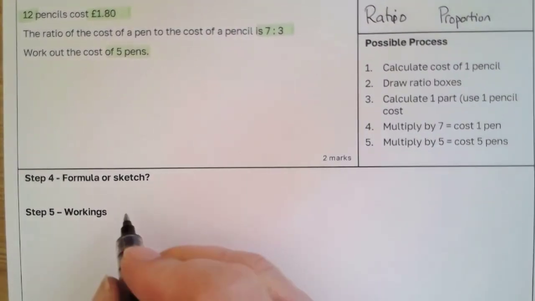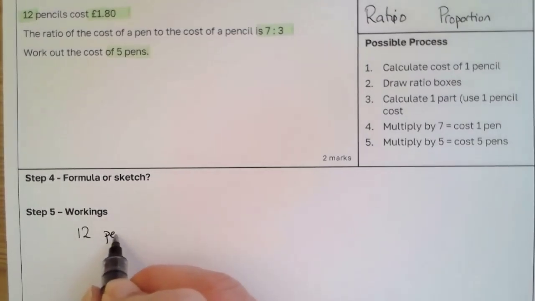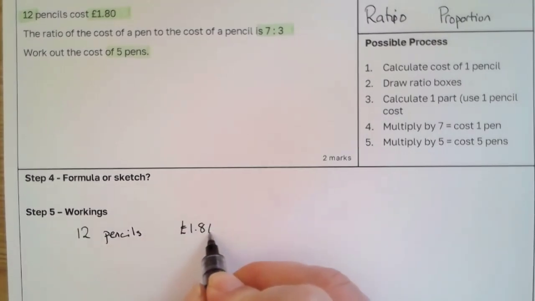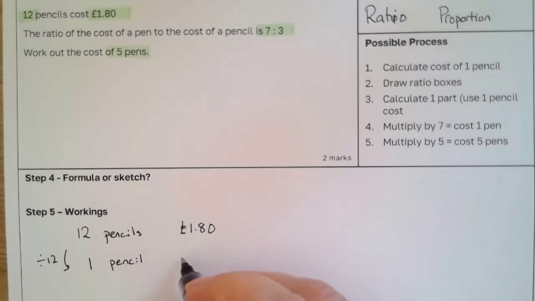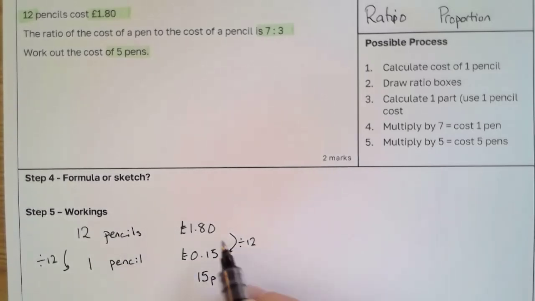12 pencils. So we're looking at 12 pencils. They cost £1.80. If we divide by 12, we've got one pencil, which equals 0.15 because we're dividing by 12 here. And this is actually 15 pence. In this case, it is much easier to deal with this as 15 pence.